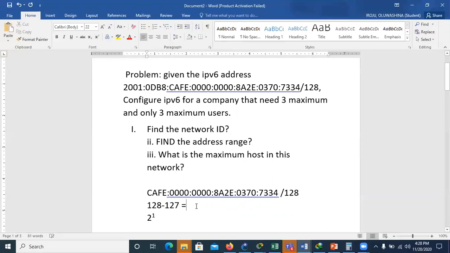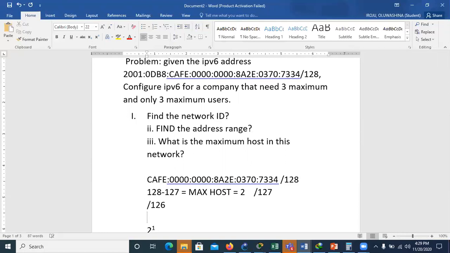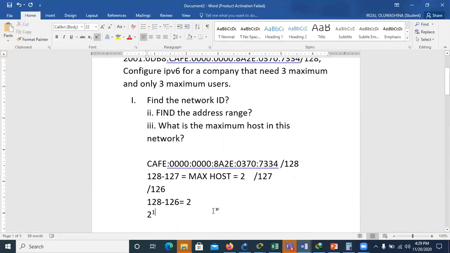Which means if I use /127, the maximum host I can have is 2. That gives me only a maximum of 2 hosts. But the question said I need 3 hosts, so /127 is not enough. Let me use /126 and see what I get. That would be 128 minus 126, which gives me 2. 2 raised to the power of 2 will give me 4.